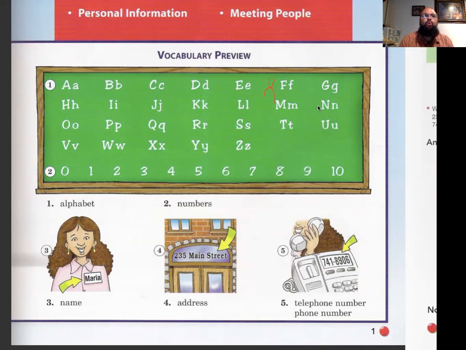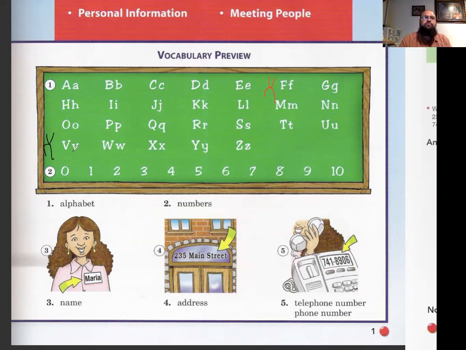O, P, Q, R, S, T, U, V. Now, for this letter, you're going to put top teeth and the bottom lip. V, V, V, V.